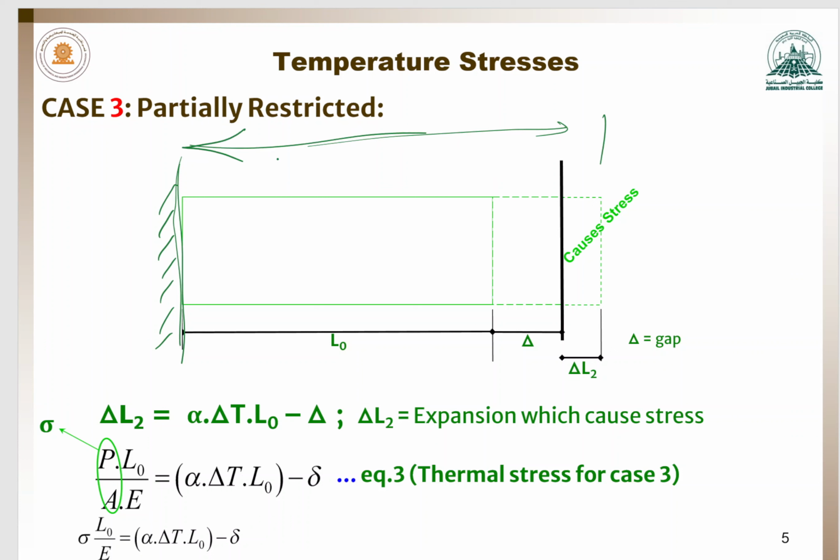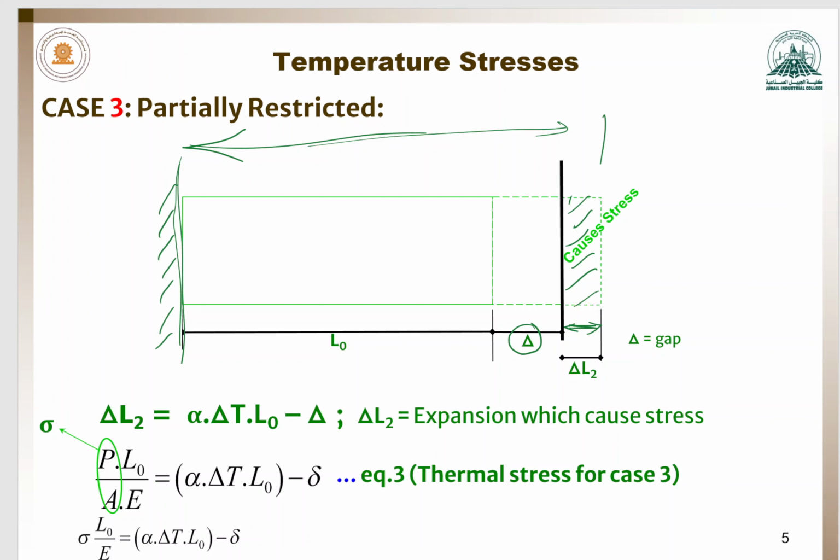But I am not allowing it to expand freely. There is some amount of space here. There is some amount of space here. This much the material can expand. Beyond this, it cannot expand. So how much I am preventing the expansion? I am only preventing this much of expansion. So only because of this, some amount of stress is induced. Okay. So now here you see, you have the formula.